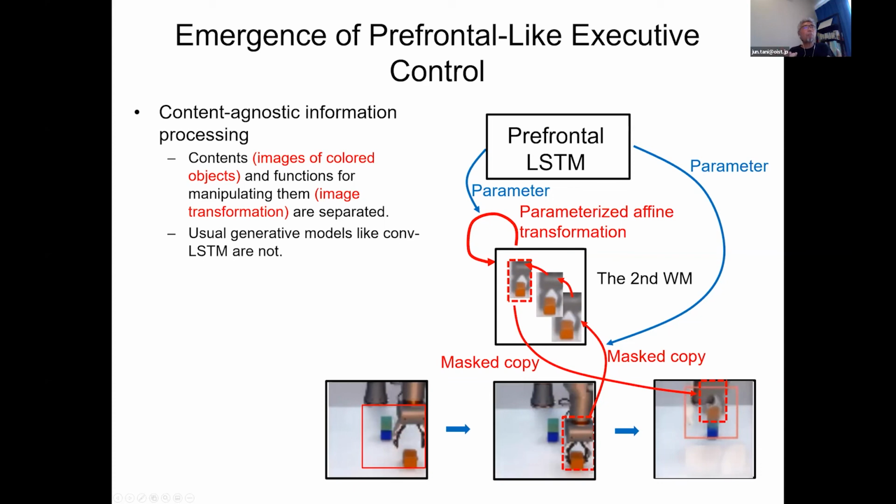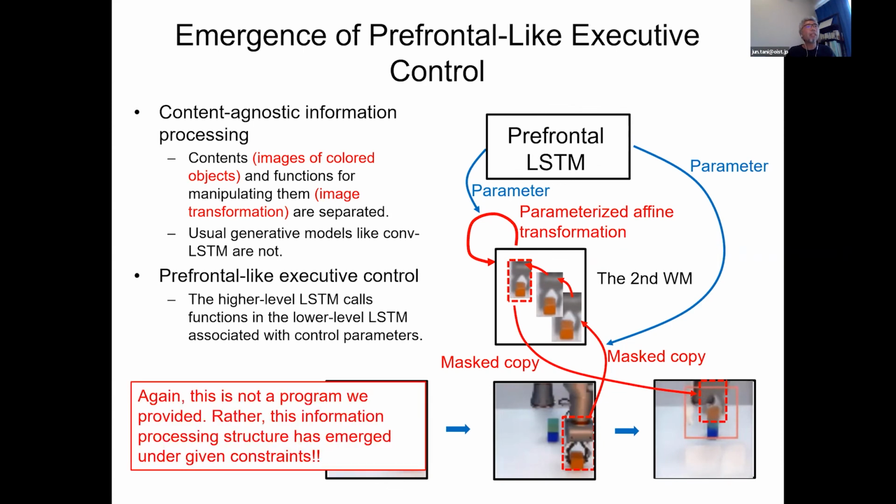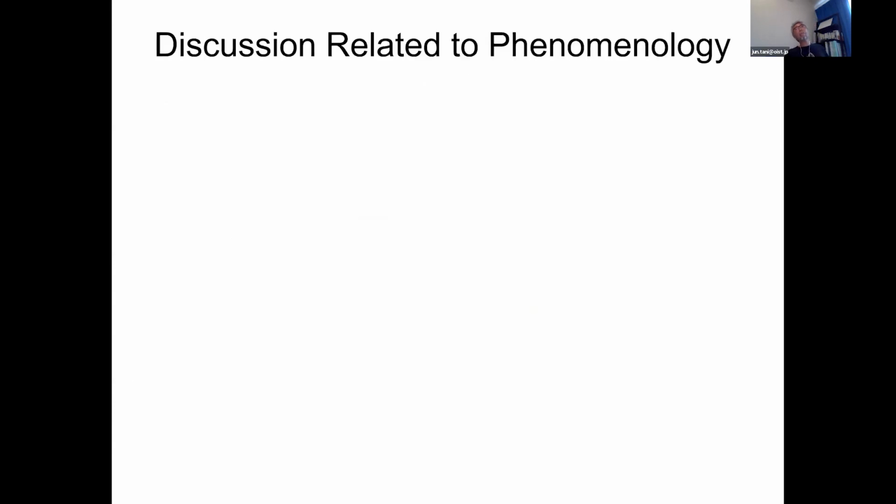I mean, computationally, it is like masking and cutting and pasting somewhere, then manipulating them, and then copying the manipulated one back to this image. That's a cut and paste and manipulation. Those things can be done by the continuous neurodynamical system through self-organization. So we have prefrontal-like executive controls, a higher level LSTM calling a function in the lower level LSTM associated with the control parameter.